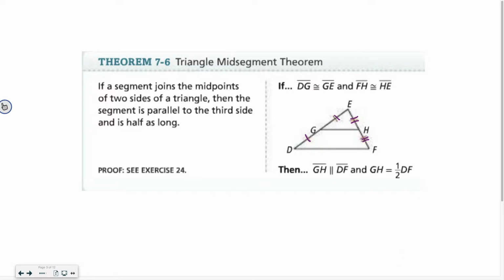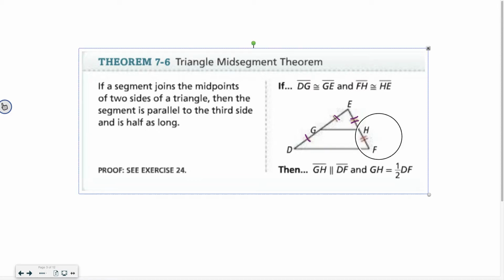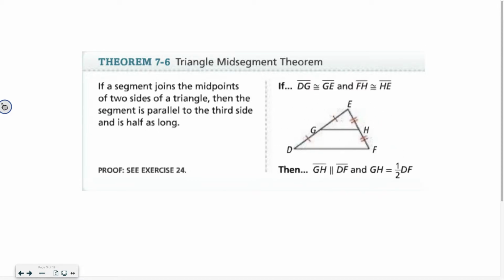If a segment joins the two midpoints on the sides of a triangle, then the segment is parallel to the third side and is half as long. So this kind of ties back to the trapezoid midsegment theorem from last chapter. So we would know that that segment would be equal to 1/2 DF. So it's just a little different than the trapezoid, but pretty similar.